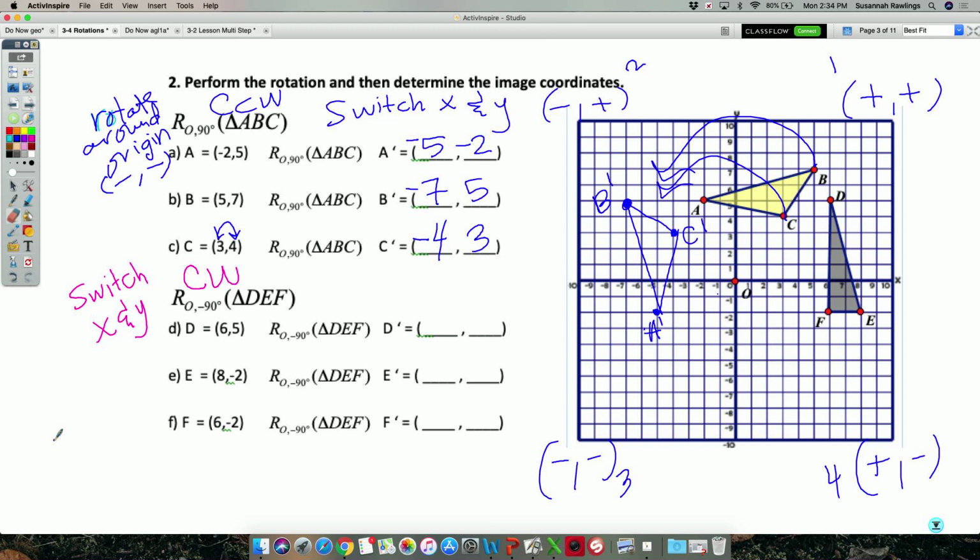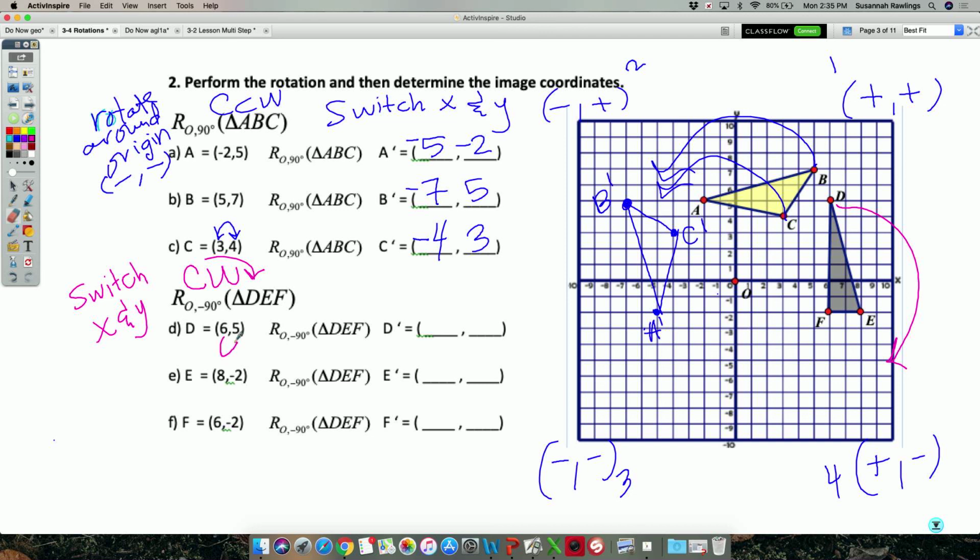There are some people still struggling, so I do want to go over this one more time. If I'm going 90 degrees clockwise, that is to the right. So we want to look at each point individually. D is in the positive. If I go one quadrant to the right, it's going to be where? In the positive.